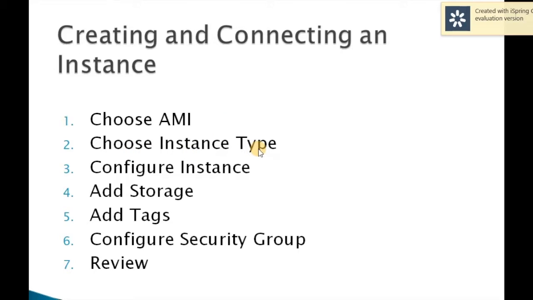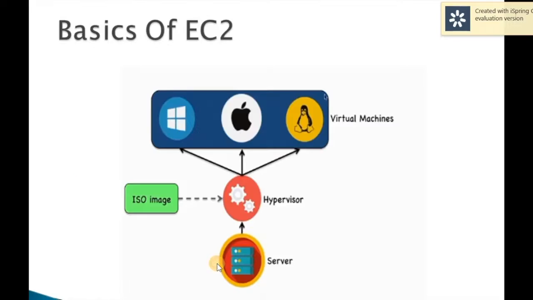Choose instance type. Configure the instance. Add storage. Add tags to the instance. Configure security group. Review and launch an instance. Before we see practically how to launch an EC2 instance, we see some of the basic concepts of EC2.